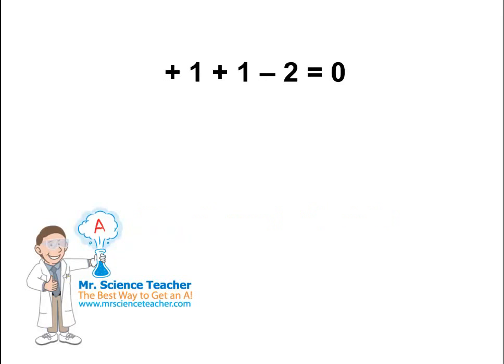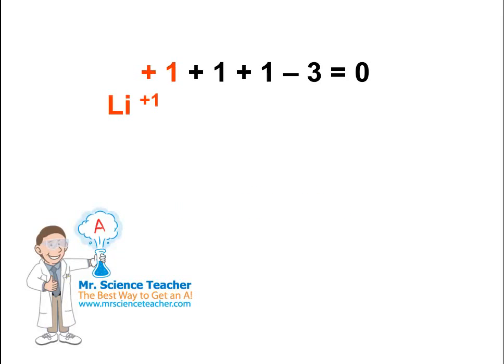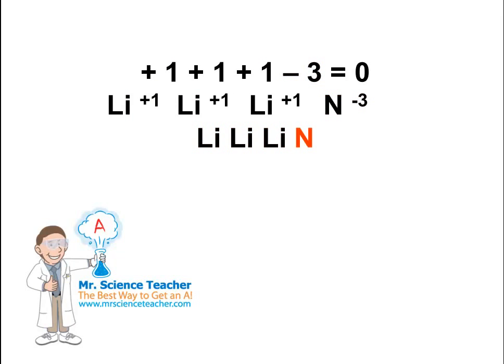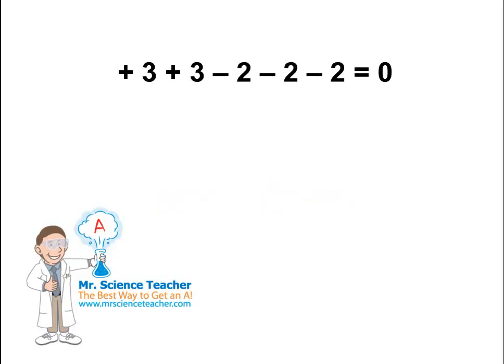+1, +1, -2. Lithium is a +1, so I'll write that twice. And oxide is a -2. So I have 2 lithiums and 1 oxide. Lithium oxide, Li2O. +1, +1, +1, -3 equals 0. Lithium, lithium, lithium, and nitride. 3 lithiums, 1 nitride. Formula is lithium nitride. Li3N.